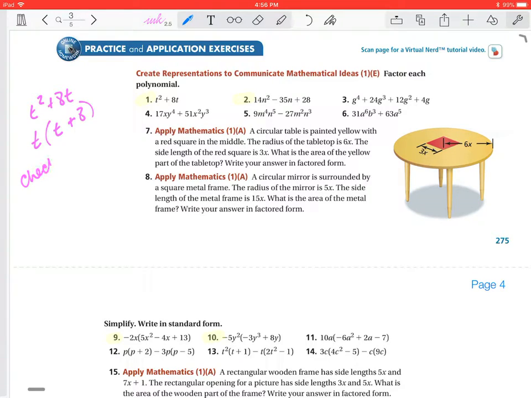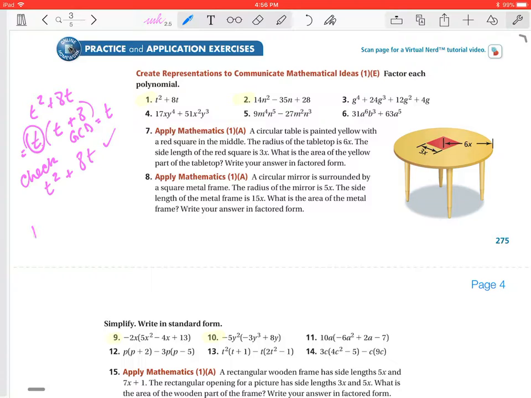Now again, if I were to check this, so let's check. We're going to do t times t, which will give me t squared. t times 8 will give me 8t. So that is correct. I've factored out. So my GCD is actually t. Okay, so the GCD is going to be t in the case of problem number 1.